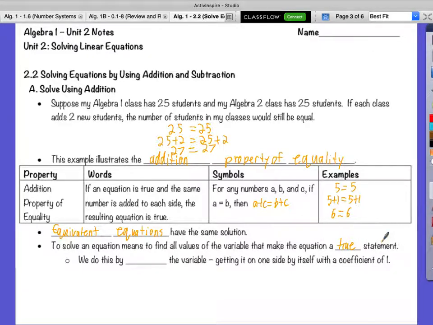We do this by isolating the variable, which means getting it on one side by itself with the coefficient of 1. Getting it on one side by itself with the coefficient of 1. Has anyone heard the word isolate before, or isolating? What's that mean? Presley?